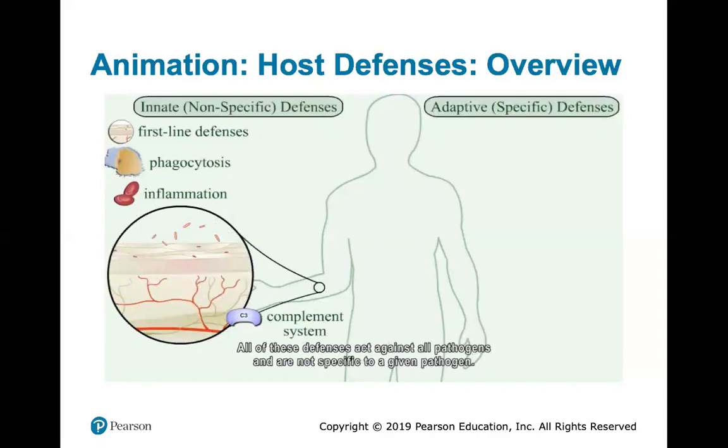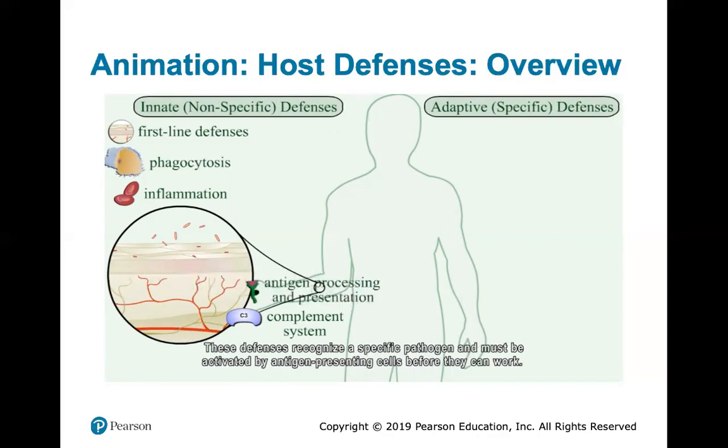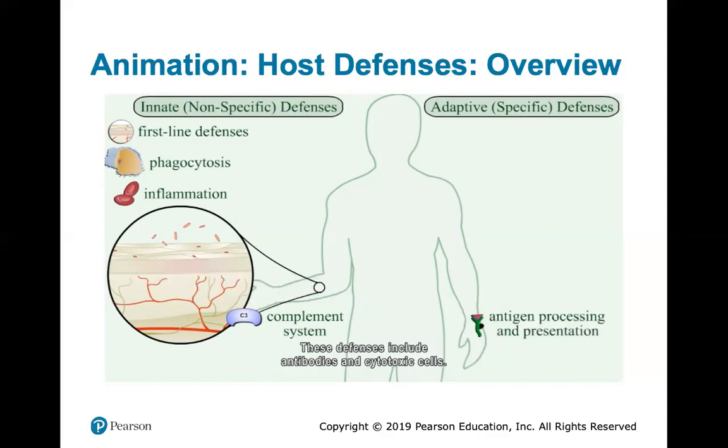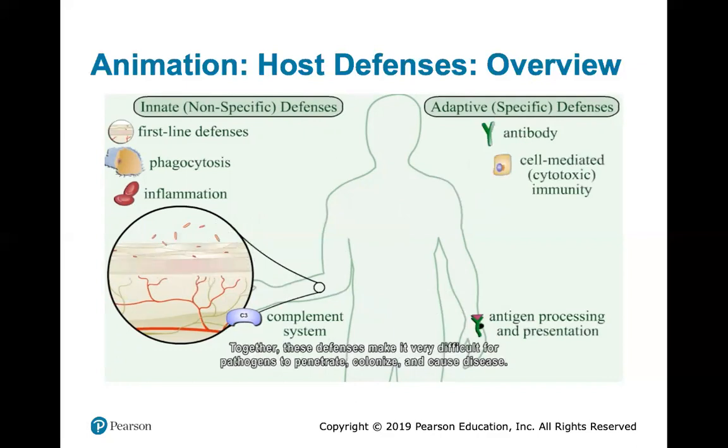All of these defenses act against all pathogens and are not specific to a given pathogen. The third line of defense is comprised of the adaptive or specific defenses. These defenses recognize a specific pathogen and must be activated by antigen presenting cells before they can work. These defenses include antibodies and cytotoxic cells. Together, these defenses make it very difficult for pathogens to penetrate, colonize, and cause disease.